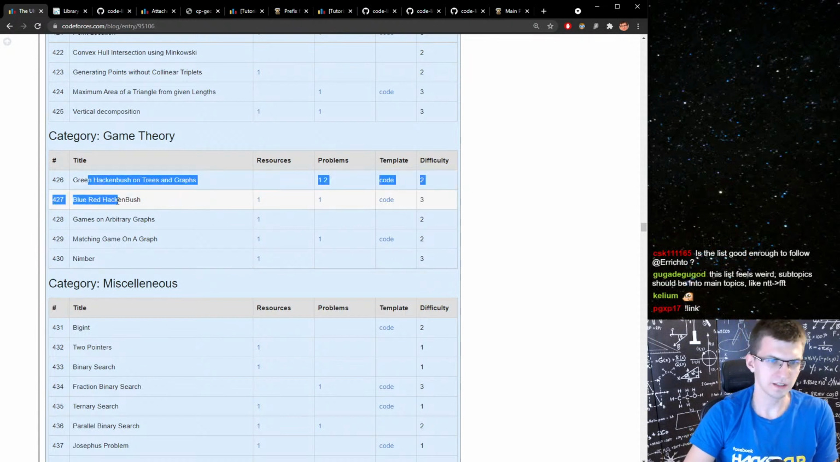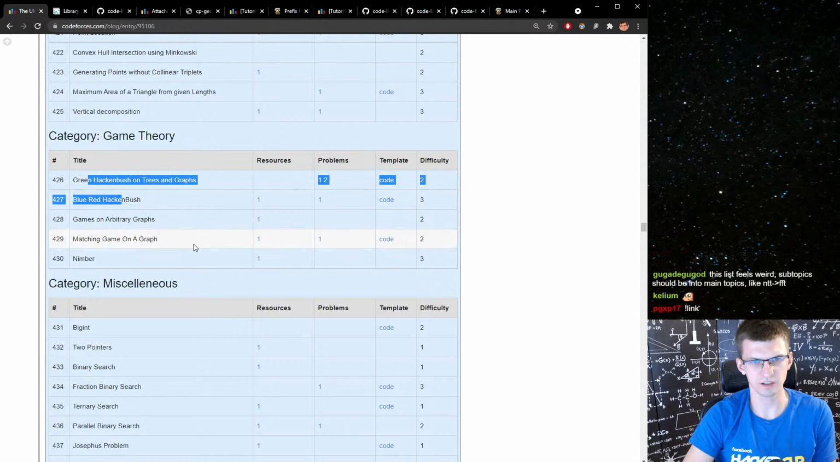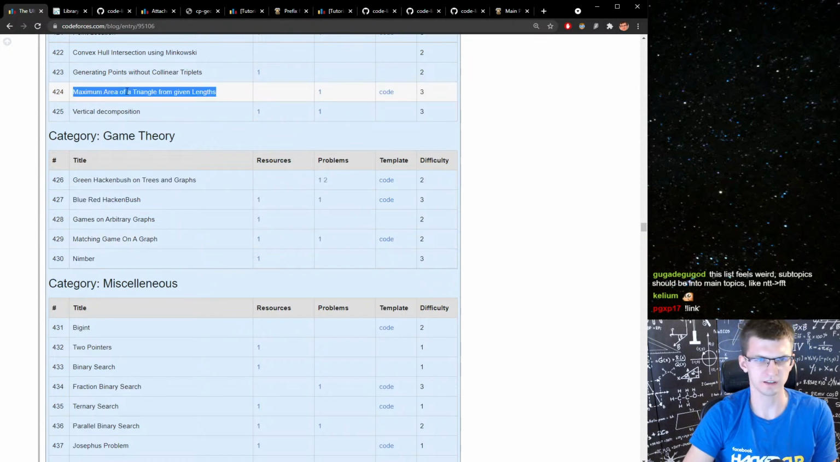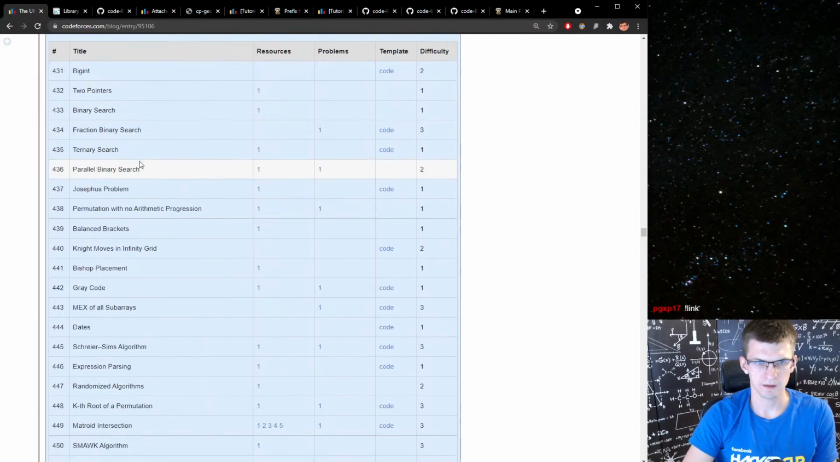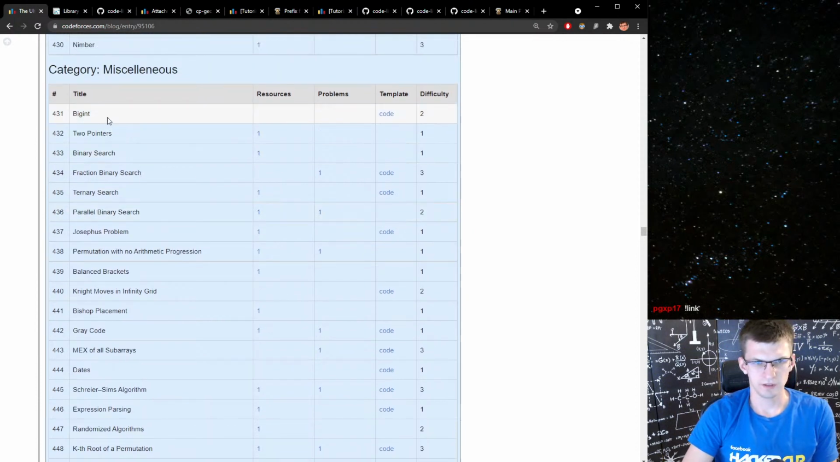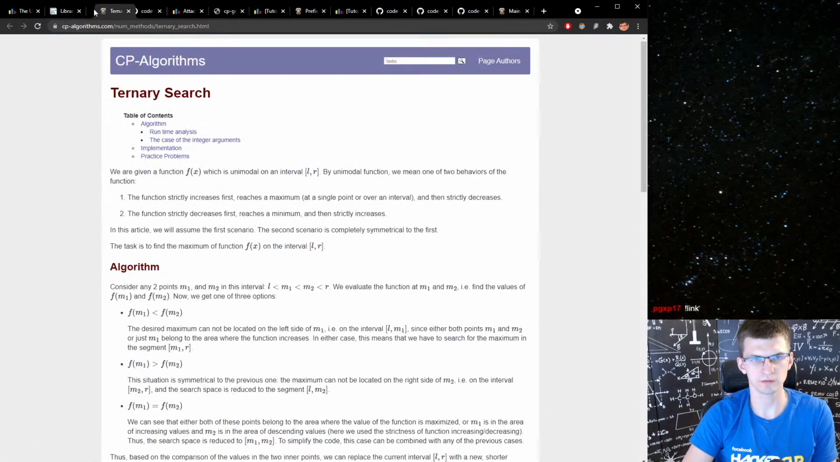Okay, but this I can understand. This on a list, I cannot understand that thing because it's just a problem, not a technique. Well, this is knowledge indeed. Big integers, 2 pointers, binary search. This is important. This is something that beginners should learn. Ternary search. What is the tutorial for ternary search?